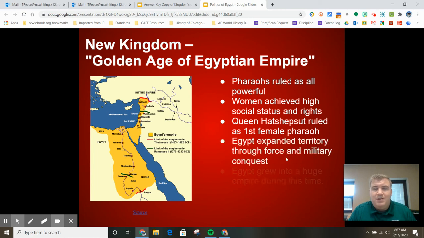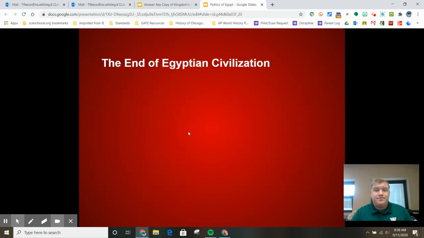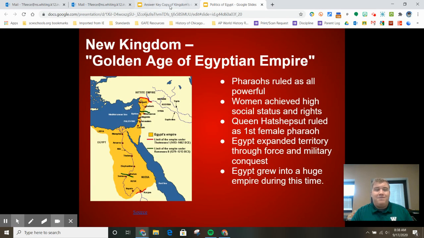They expanded territory, as I already said, and they also grew into a humongous empire and dominated a lot of the areas around them, so much so that they actually butted up against the Mesopotamian and Sumerian areas. All right, so that's that for this.